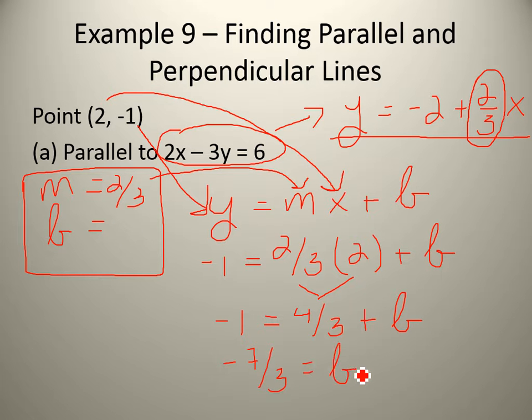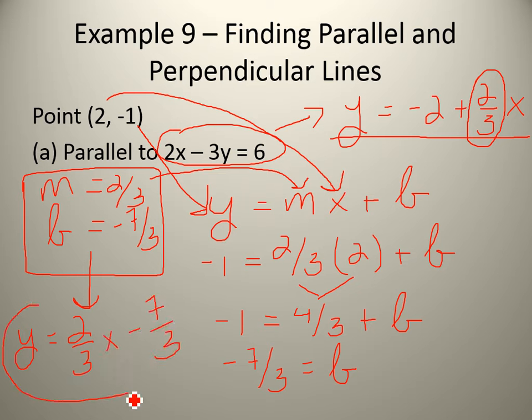So that's going to go here. Now I can write the equation for the line because I know both the slope and the y-intercept. So this is going to be y equals 2/3 x minus 7/3. That's the equation of the line that is parallel to this here and goes through this point.